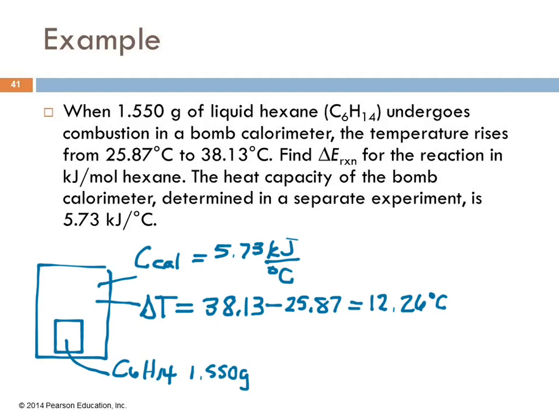Now, have we done something with all of the numbers? Yeah, we have, right? Here's the mass down here. Here's the heat capacity of the calorimeter, and we used the final and initial temperature of the calorimeter to find the change in temperature. So now we need to think about how can we find out what we're looking for? Well, we want delta E for the reaction.